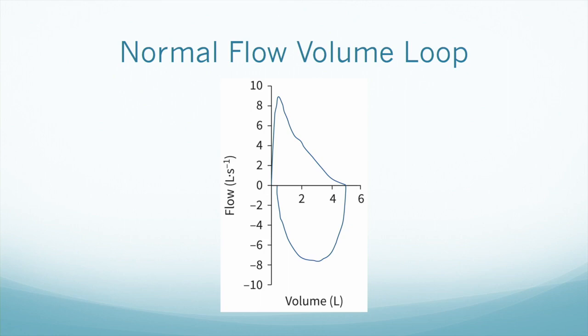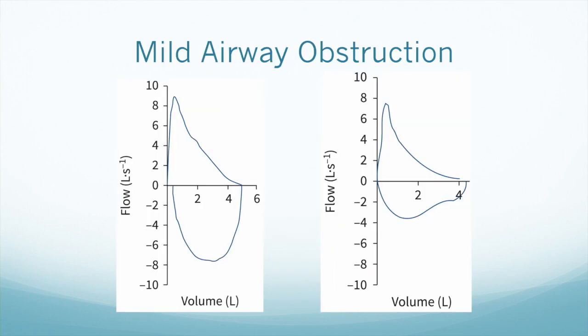Bottom part is the inspiratory loop. Comparing different patterns. Again, left side of the screen will be normal. Right side of the screen here, we see a patient with mild airway obstruction, so potentially someone with early COPD or asthma.